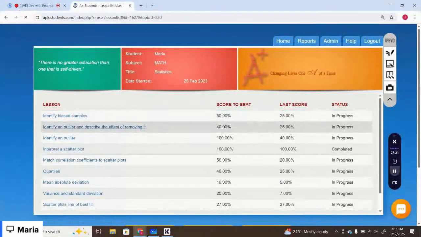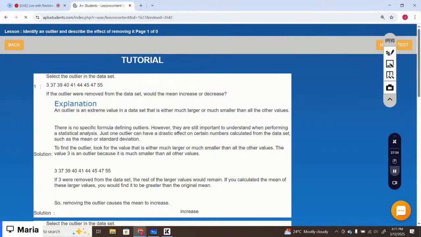Identify an outlier and describe the effect of removing it. Select the outlier in the dataset. If the outlier were removed from the dataset, would the mean increase or decrease?